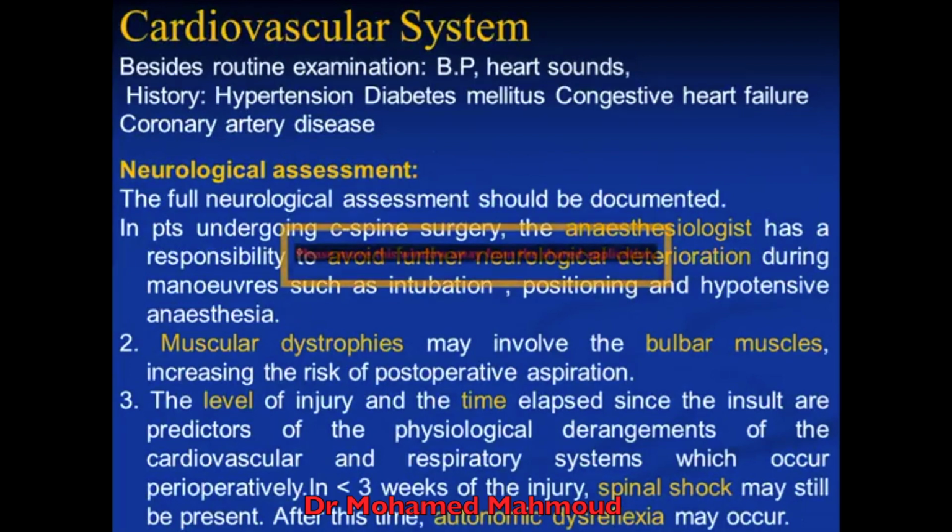In patient undergoing cervical spine surgery, the anesthesia consultant or the anesthetist have the responsibility to do examination for the patient before intubation. Also, if there is any muscular dystrophies like Duchenne, Guillain-Barré, whatever the muscle disease, may affect bulbar symptoms and increasing the risk of aspiration. The level of injury and time elapsed since the insult are predictive of physiological derangement of the cardiovascular and the respiratory system, which occurs if there is before 3 weeks before injury. Spinal shock may be a landmark, and after this time we should take care from the autonomic hyperreflexia.